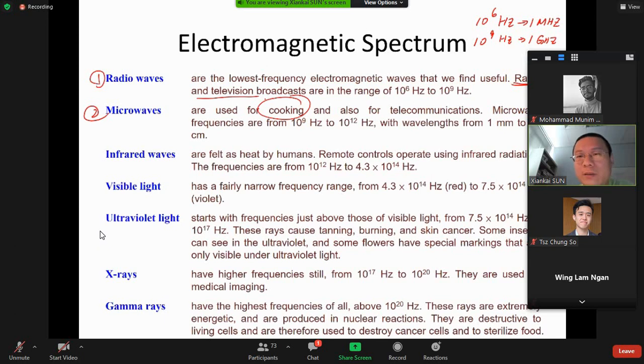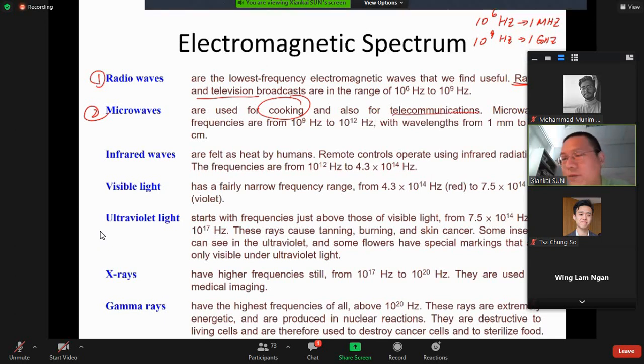And for communication, you know that the telecom band is around several gigahertz. That is in the microwave regime. So microwave frequencies are from 10 to the 9th hertz to 10 to the 12th hertz. 10 to the 12th hertz is 1 terahertz, with wavelengths from 1 meter to 30 centimeters. So next one is infrared waves.